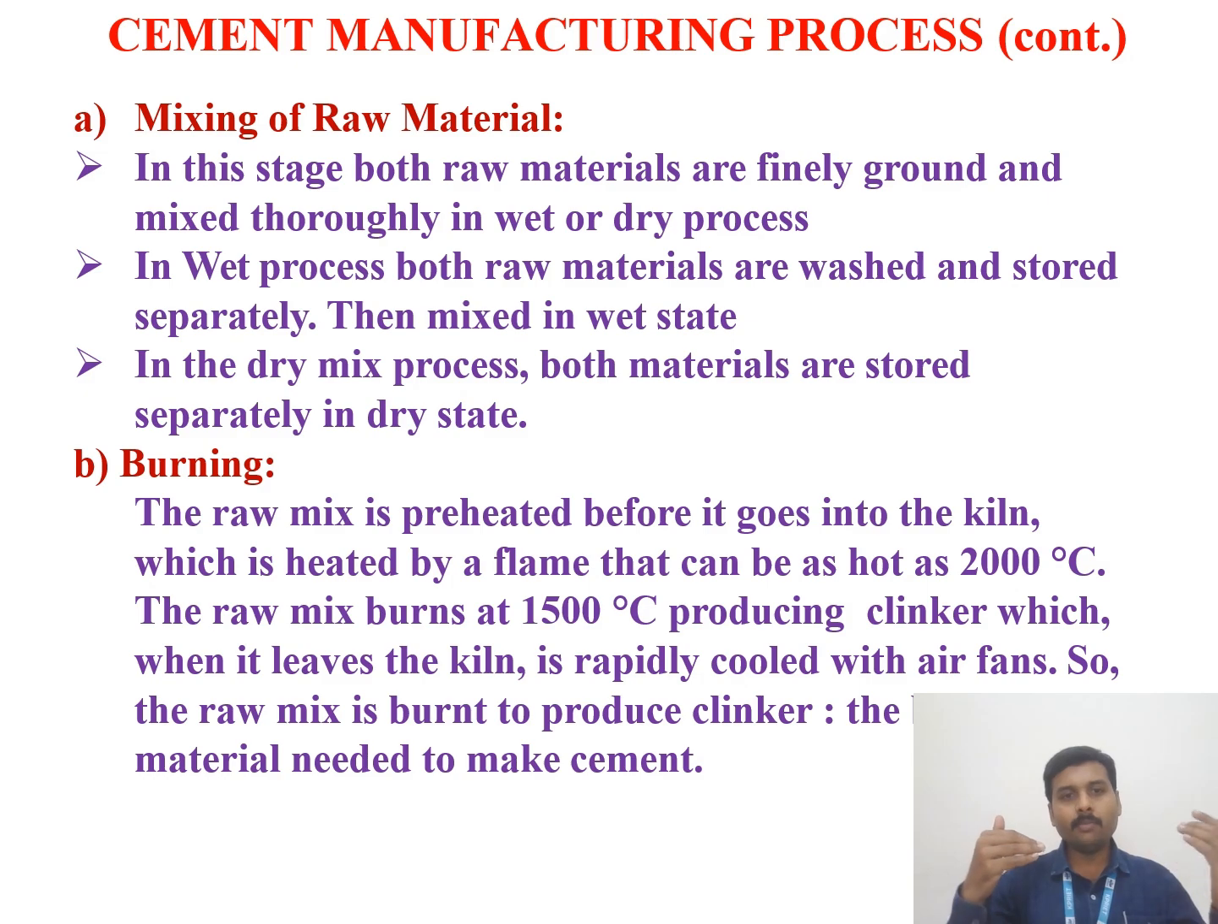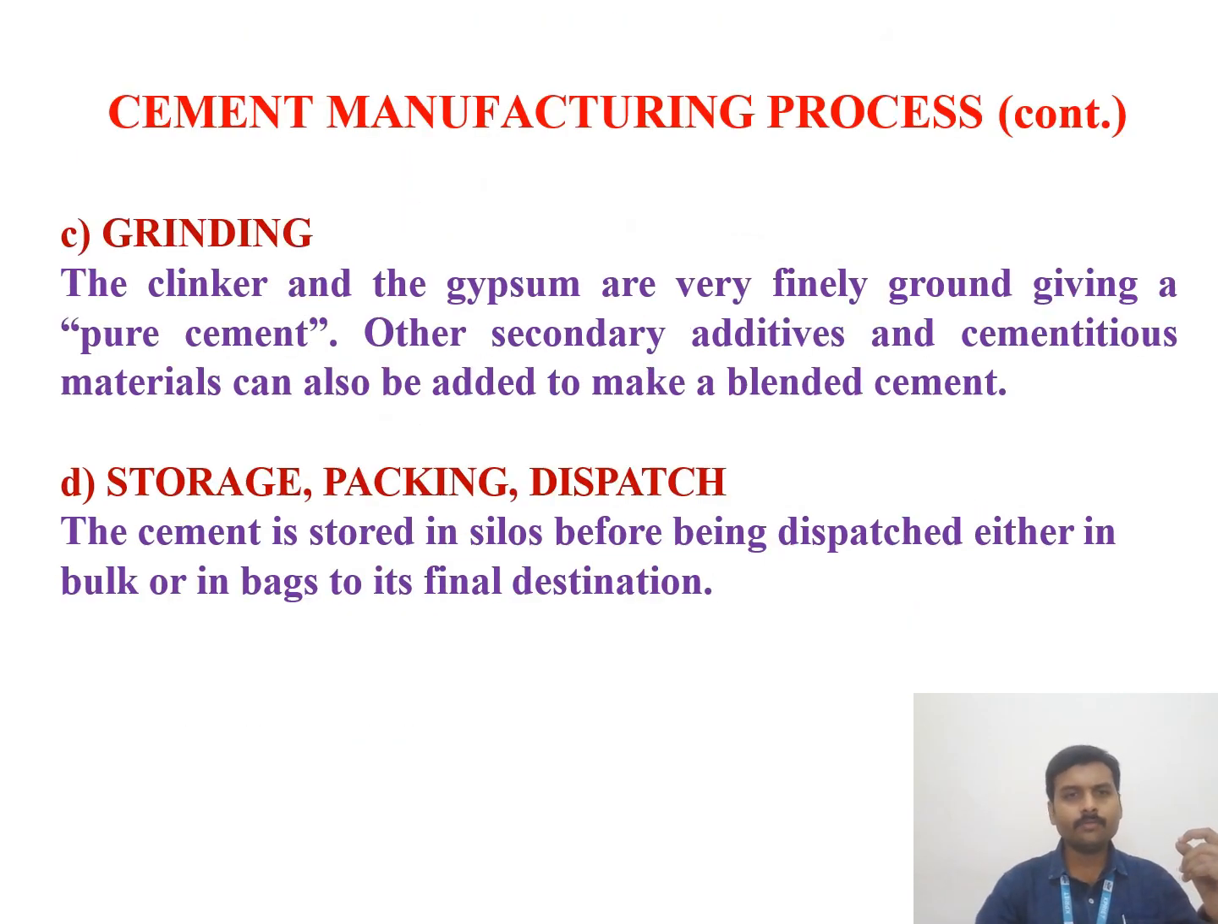The next stage is the burning stage. The raw material is preheated before it goes to the kiln. The temperature of the heating will be around 2000 degrees centigrade, whereas the raw mix burns at 1500 degrees centigrade. While burning, it will form a material called clinker. After leaving the kiln, we rapidly cool the clinker with the help of air fans. So the raw material is burned to produce clinker, the material needed to make the cement.